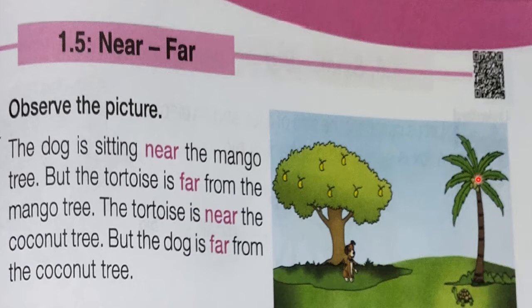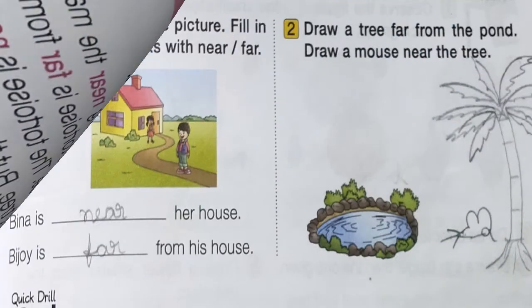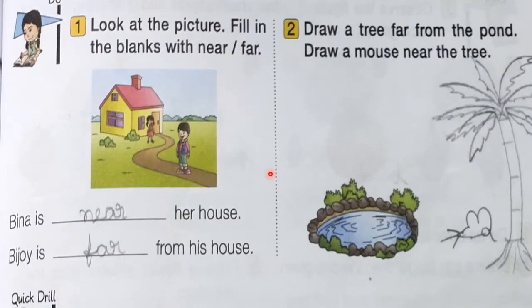You understood children? This is known as near and far. Did you understand the concept? Okay, next we'll see children. Next, going to look here. See here. Look at the picture. Fill in the blanks with near and far. You have to fill in which is near and which is far. Okay, children. Look at the picture here.